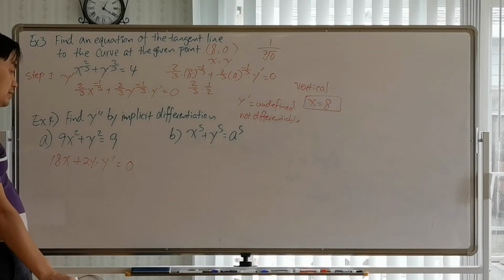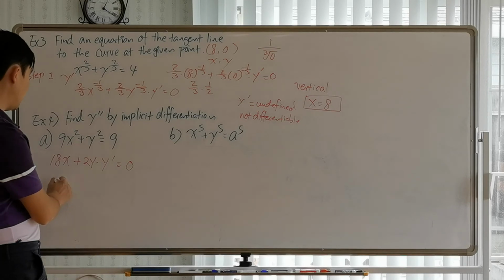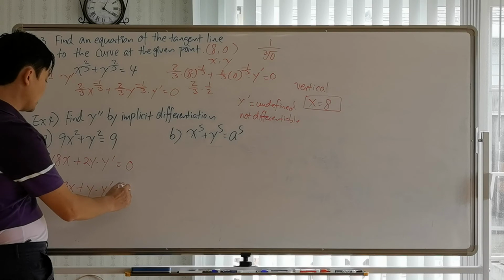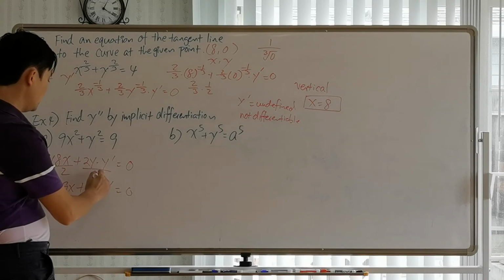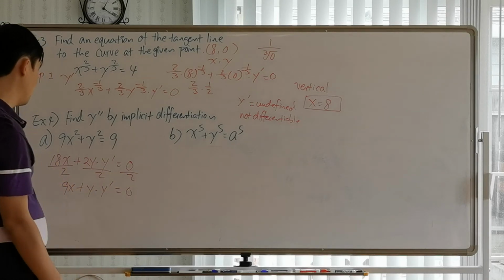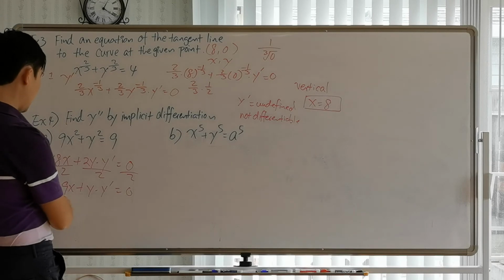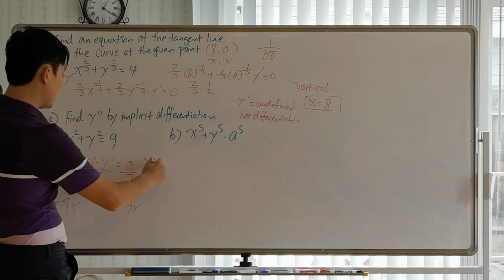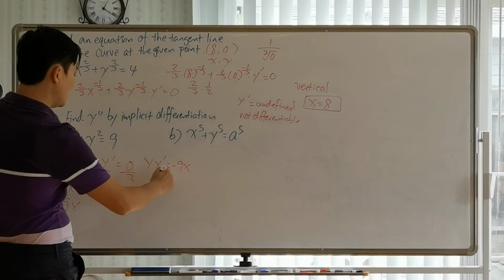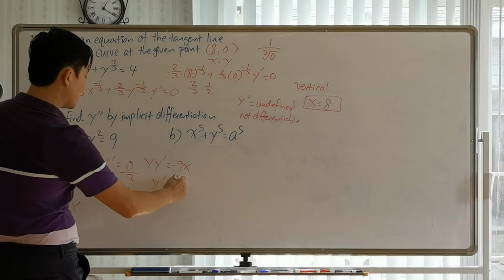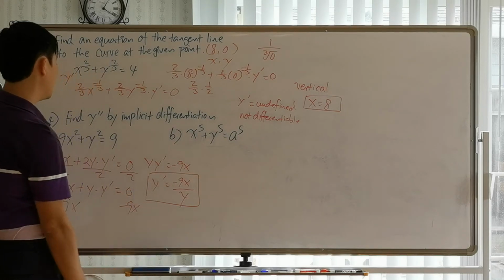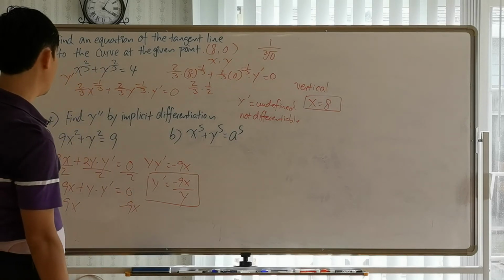And from here, you can divide by 2 first if you want to. So divide by 2, you got 9x plus y times y prime equals 0. So just want to reduce down the coefficient. So subtract 9x from both sides. So we do have y prime equals negative 9x, so y prime equals negative 9x over y. That's the derivative. And also find the second derivative.